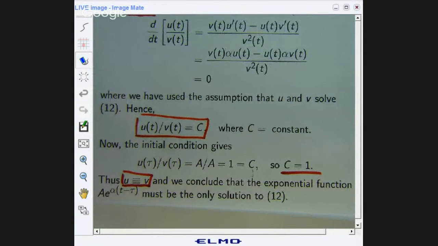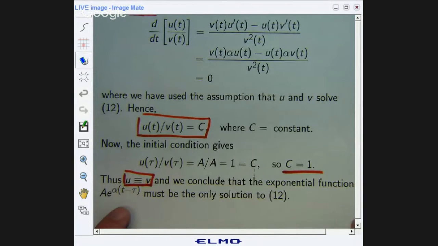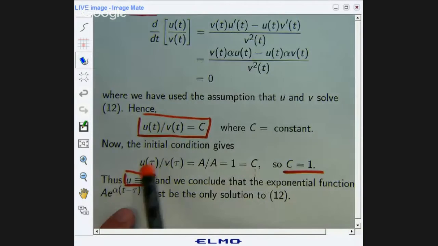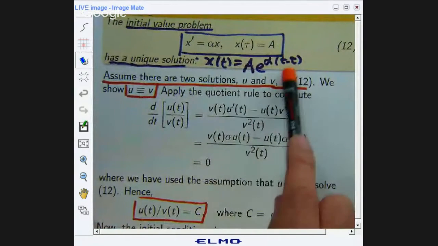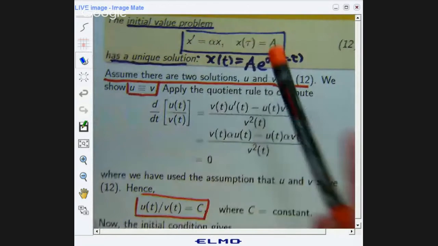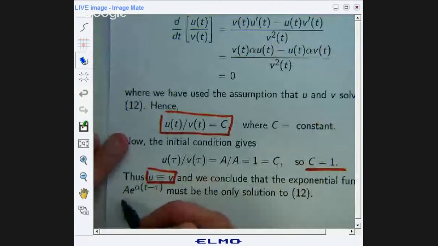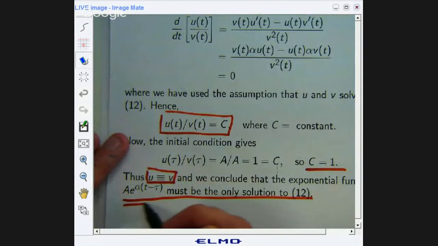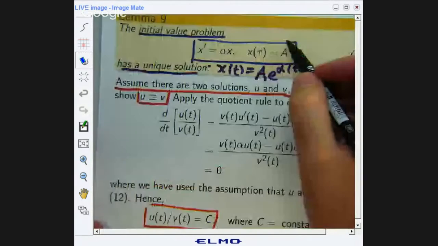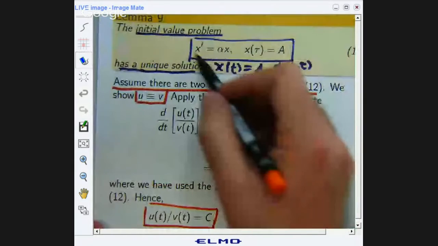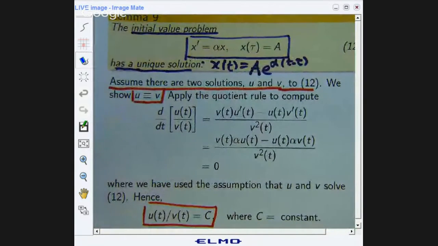Okay, so what does this mean? It means that there's at most one solution to this problem, right? And we know that the exponential function is a solution to this problem. So this solution must be the only solution to this problem. That's the final conclusion. This exponential function is the only solution to this basic initial value problem.